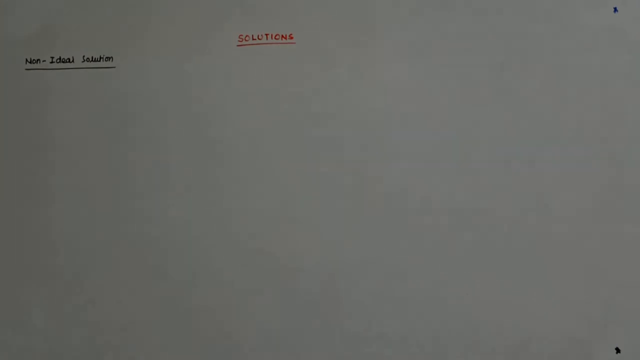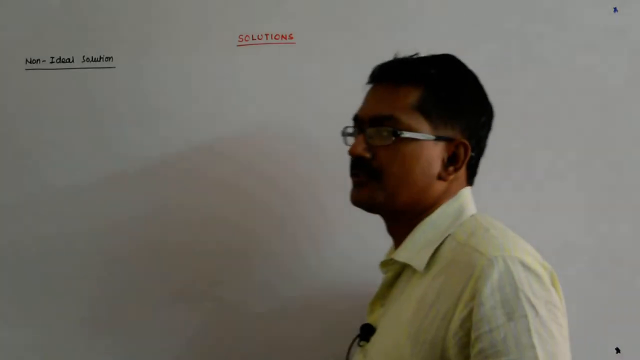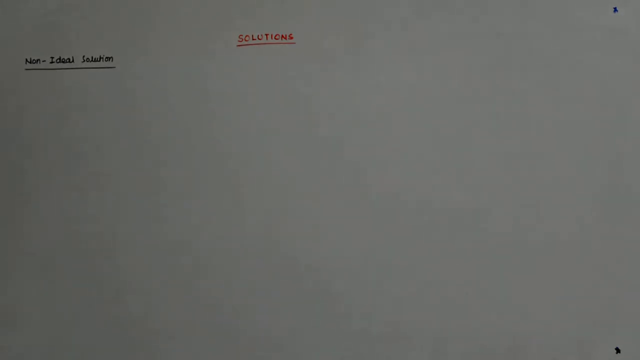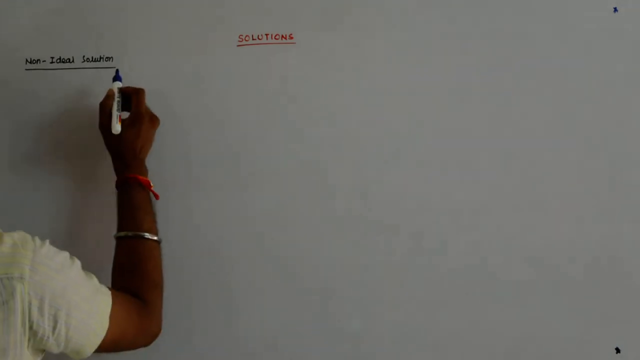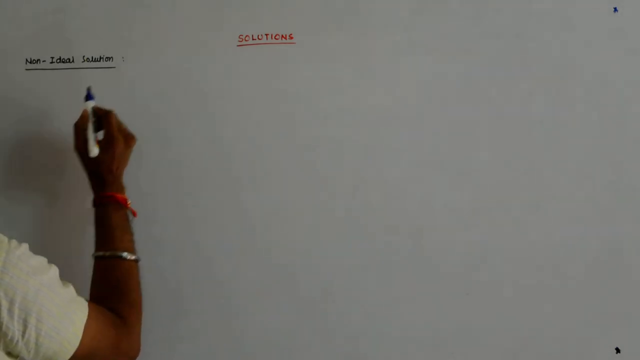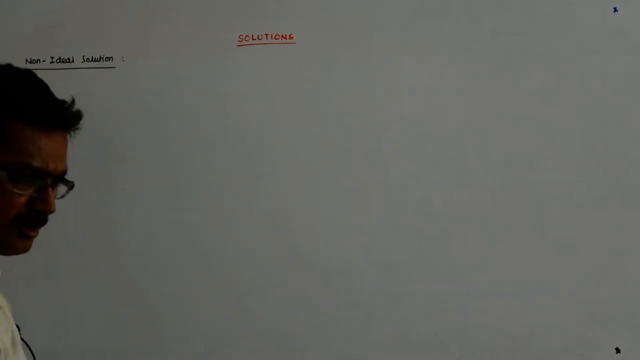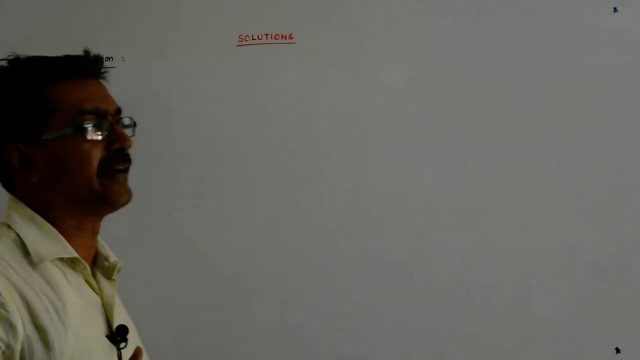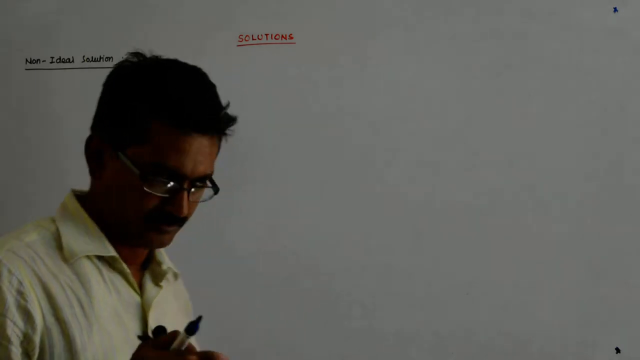Now, as we expect, most of the solutions that we encounter are non-ideal, okay? And in the non-ideal category, we have basically, so what are the non-ideal solutions, first of all? In terms of Raoult's law, they are those which do not obey it over the entire range.